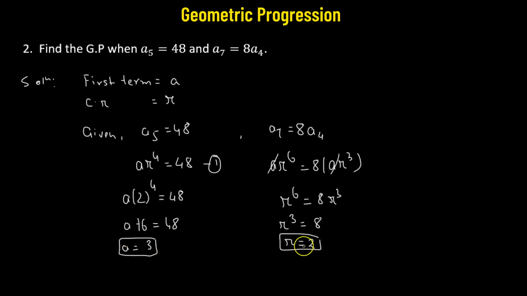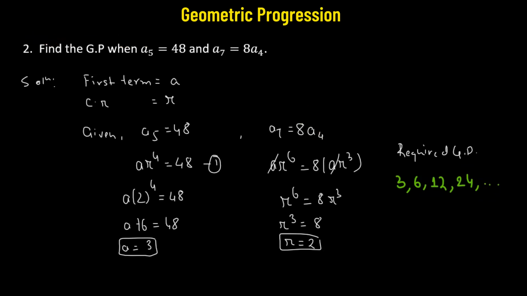So we have obtained our first term as well as the common ratio. So our required geometric progression will be: the first term is given by 3. The second term will be the first term times the common ratio, so 3 times 2 is 6. Then we'll take the second term and multiply it by the common ratio 2. So this is going to be 12, which will be the third term. Then the fourth term will be 12 times 2, which is 24. So this is going to be our required geometric progression.